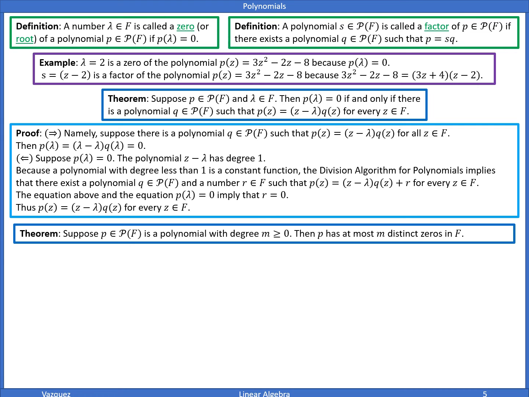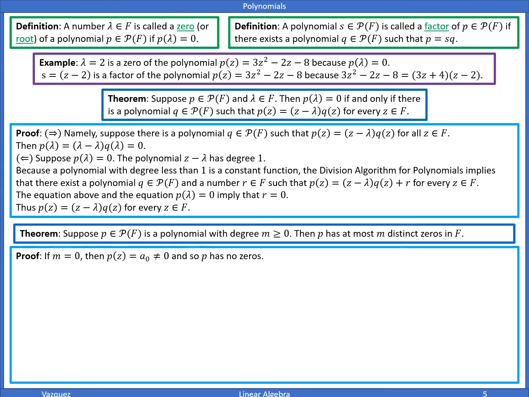One last theorem for this slide. Suppose p is a polynomial with degree m greater than or equal to 0, then p has at most m distinct zeros in F. And we're going to do this by induction. So this is quite neat. Like a quadratic equation has at most 2 zeros, cubic at most 3, and so on. So if m is equal to 0, well then we have a constant function that has no zeros, so p has no zeros. So we're done with that, the base case.